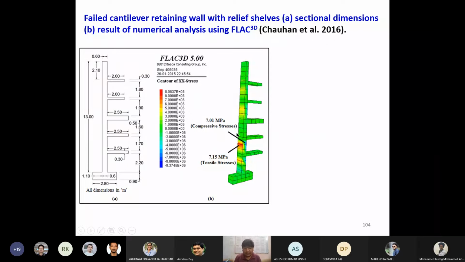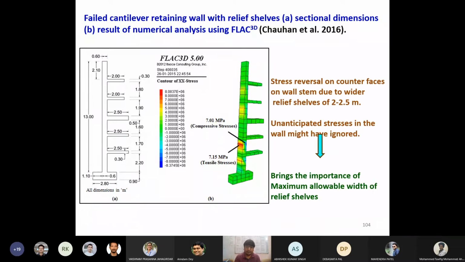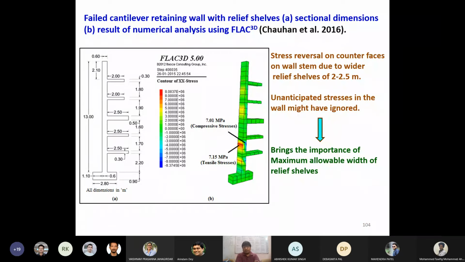However, here a stress reversal phenomenon has happened, and this has happened due to the very wide relief shell they have used. Because they have used a very wide relief shell, it has created a moment such that it has a tendency to move towards the backfill, and due to this very high stress, I could witness this stress reversal phenomenon. Okay, so you can see the tensile and compressive stresses with a magnitude of 7 MPa. What is written over there, I have already briefed you.